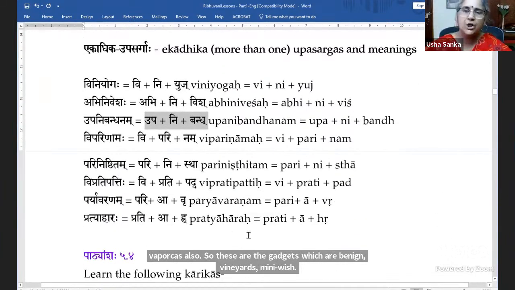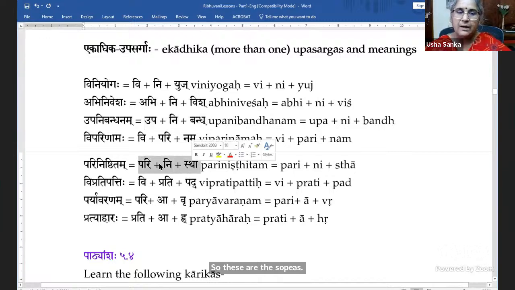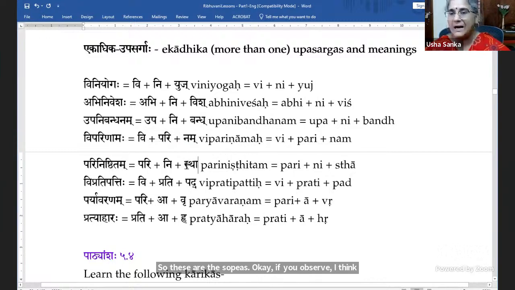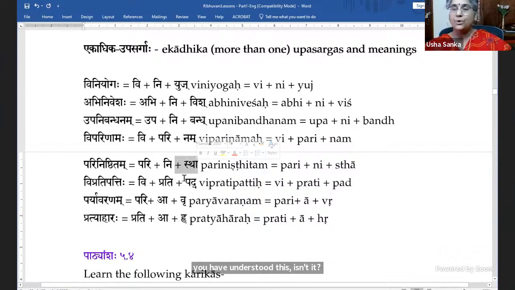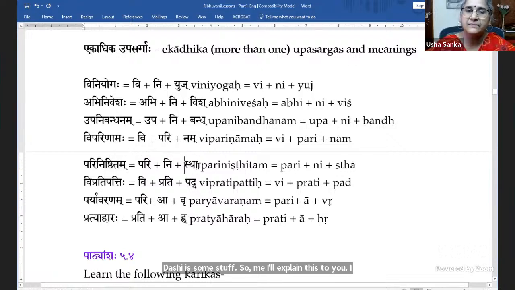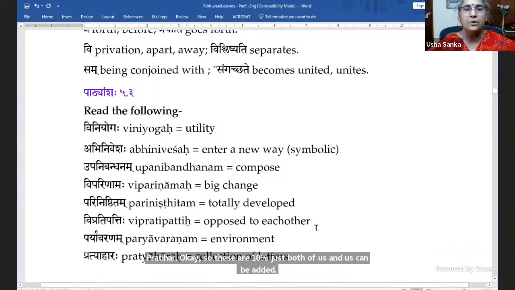Okay, if you observe, I think you have understood this, isn't it? The sthi is from stha. So pardon me, I'll explain this to you. I told you this in the dhatu change. I told you how stha becomes tishtati. Okay, the same thing here also, shtha. Then patti is there, it is pad actually, the pad dhatu, but the upasargas pari a, prati a are important here. Okay, so both upasargas can be added. Okay, so these are the two more things that I wanted to tell you.